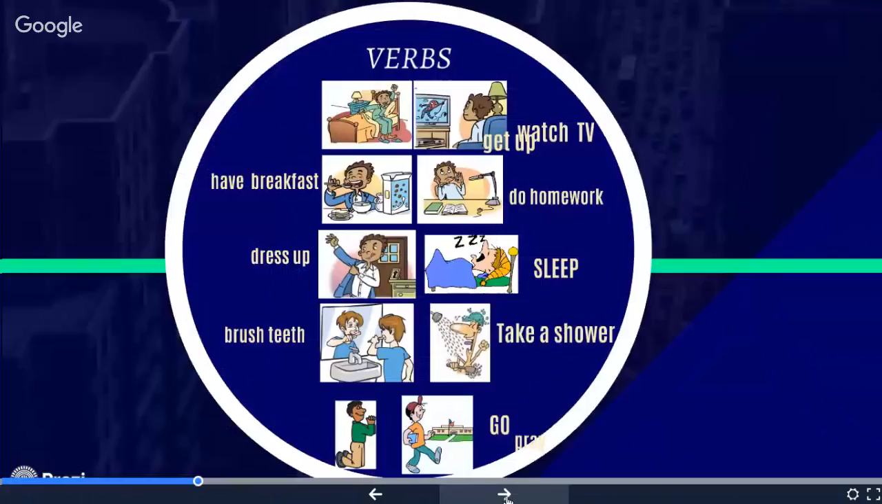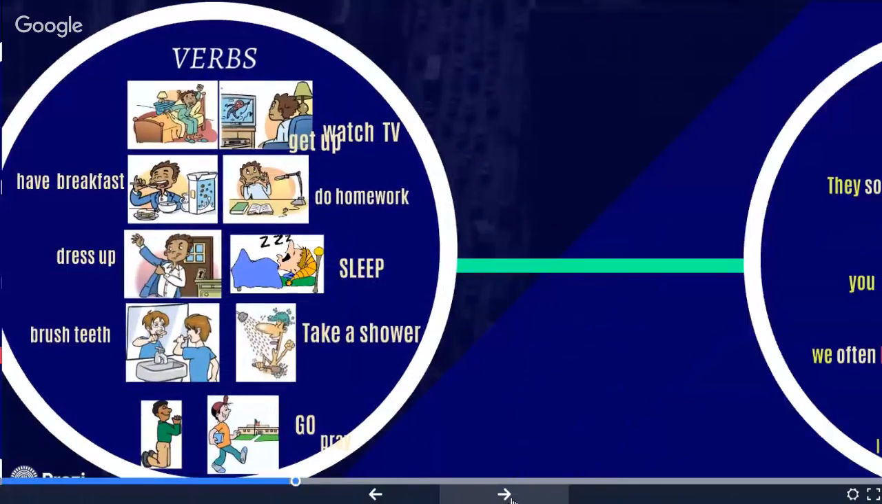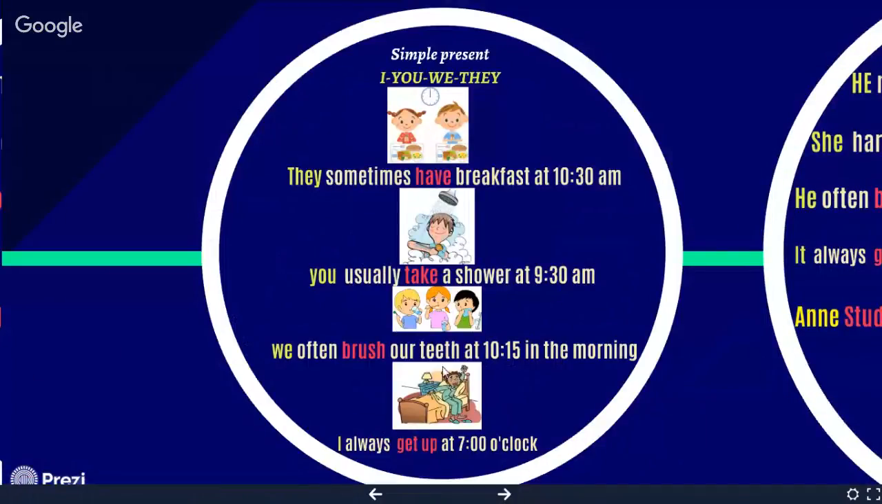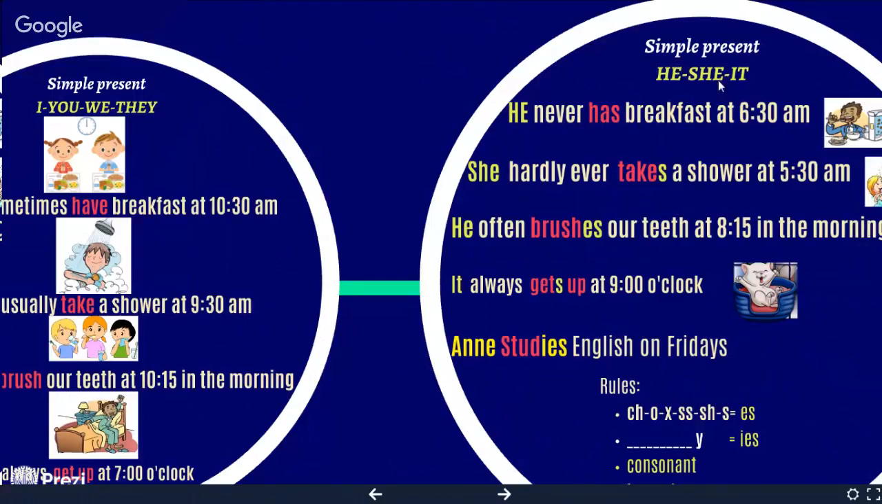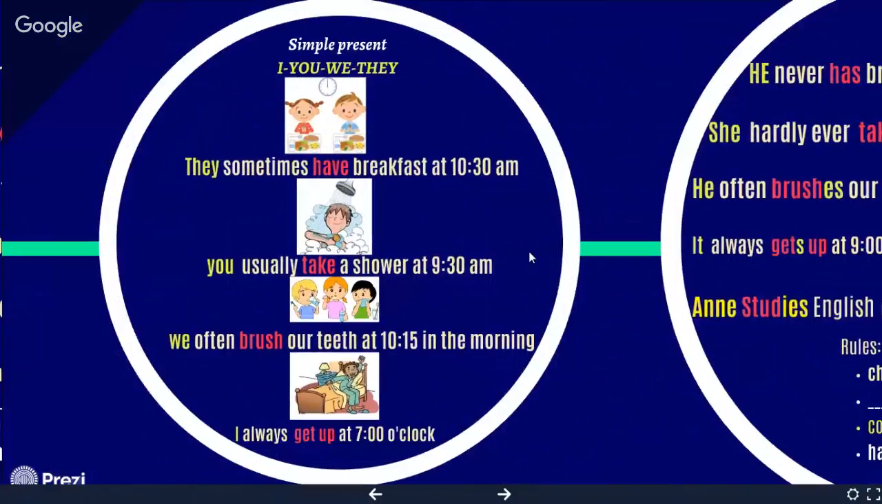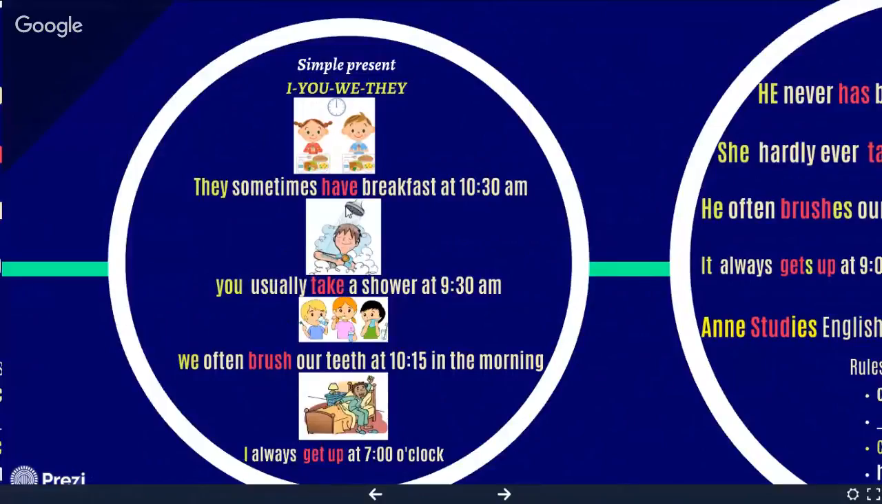Next, we have to learn about the simple present. In the simple present, I am going to divide the personal pronouns into groups. The first group is I, you, we, they. The second group is he, she, it. In the first group, I, you, we, they, we have to use the verb in the same way.